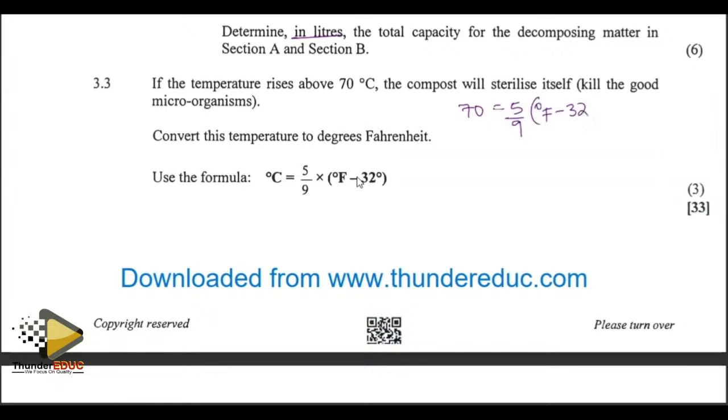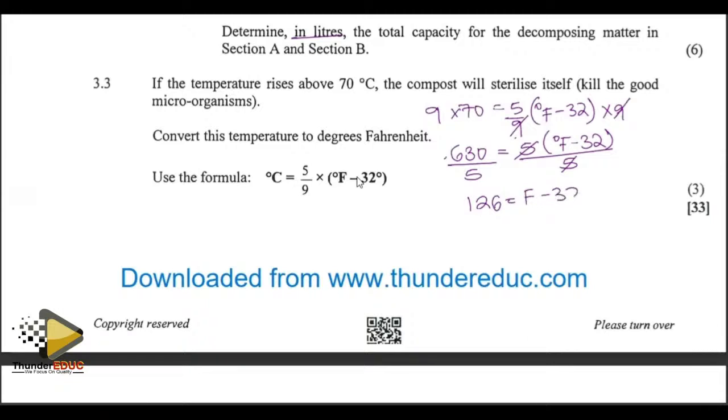Because this is a 9, I need to multiply 9 on both sides, so that this goes with that. I remain with 9 times 70, you end up having 630, right? Giving me 5 into bracket, the Fahrenheit minus 32. I want to remove this 5, so I'll divide through by 5. This will cancel with that, and I will end up having 126 equals F minus 32.